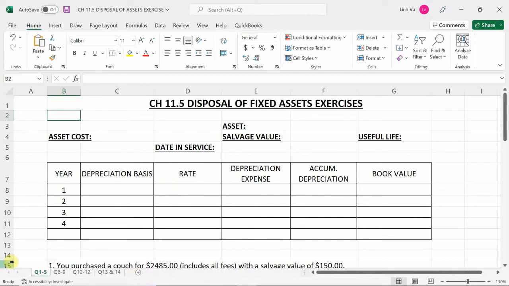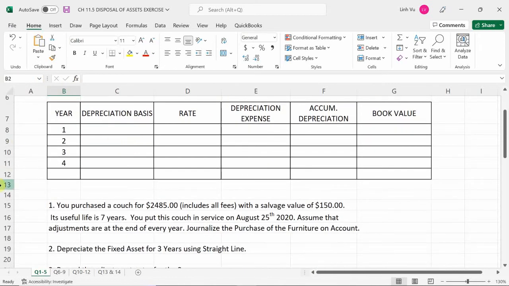All right. So, like I mentioned, that small section for 11.6 is good to know information. However, I'd rather you focus more on 11.5. Okay? So 11.5, let's dispose of our assets. Starting with question number 1 here. So here's your first table.